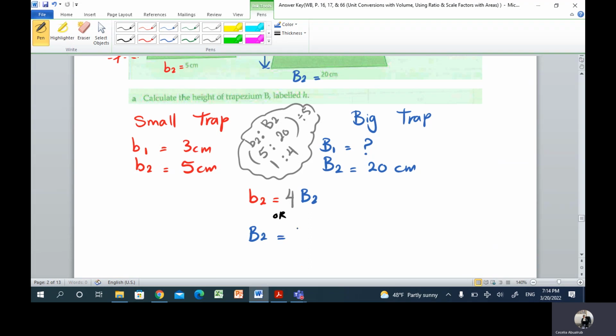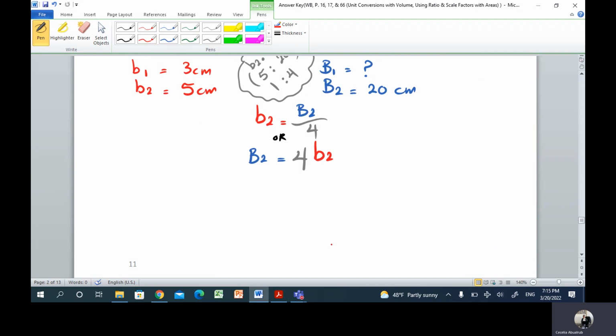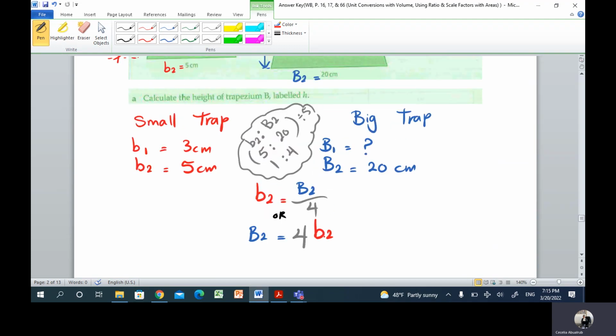Oh, I'm so sorry, we have a mistake here. So here you're going to say B2 small is equal to B2 capital divided by 4. Okay? Or we can write it as, and we understood where the 4 came from, we can say that B2 capital equals 4 times B2 small. Okay? So that's how we write the formula here. Okay. Next.